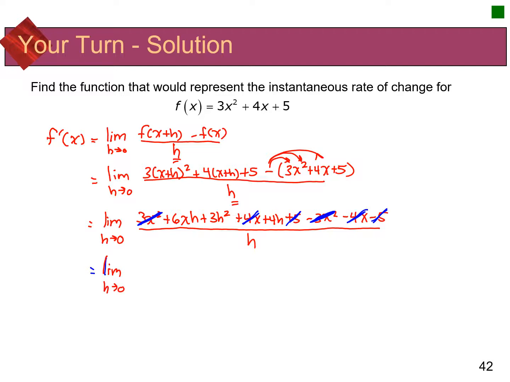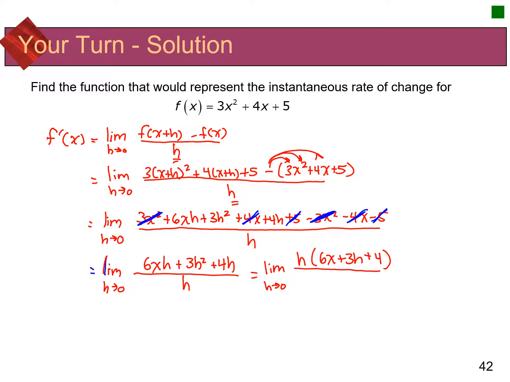limit as h goes to 0, I'd have 6xh plus 3h squared plus 4h all over h. And of course, the way that the textbook usually shows this, you can use the distributive property, but they're just saying, okay, well, if I factor out the h from the 3 terms on top, I end up with that over h down here.